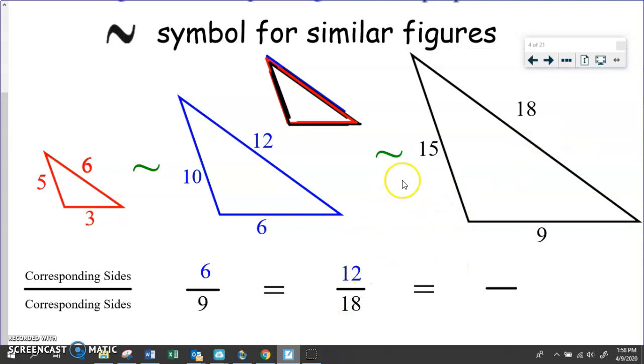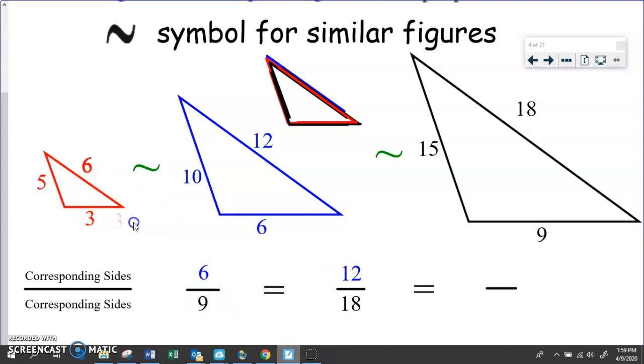And we can do that with all of them, but I'm just going to pick a couple of them to show you. So 6 over 9 will simplify to 2/3, and 12 over 18 will simplify to 2/3. If you cross multiplied, 9 times 12 is 108, and 18 times 6 is 108. You can check to see if they're equal that way.